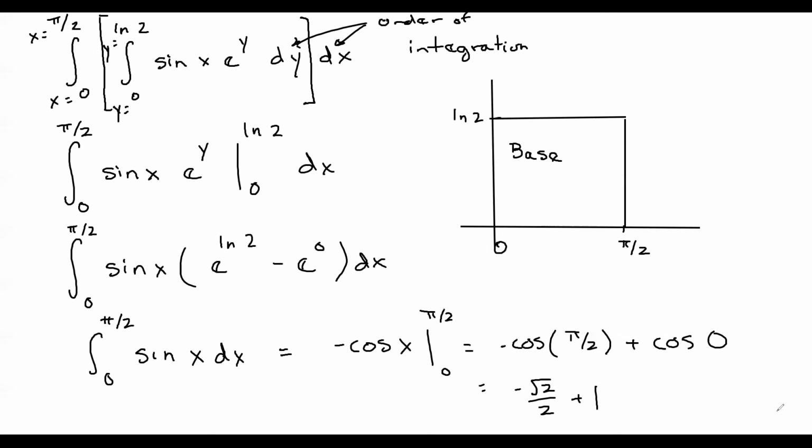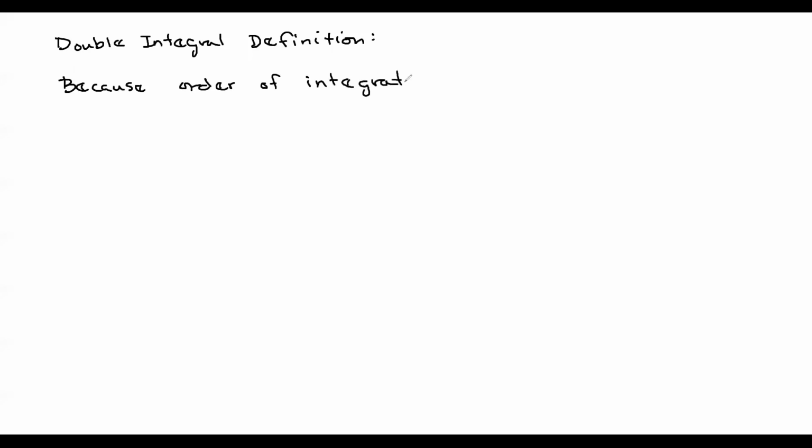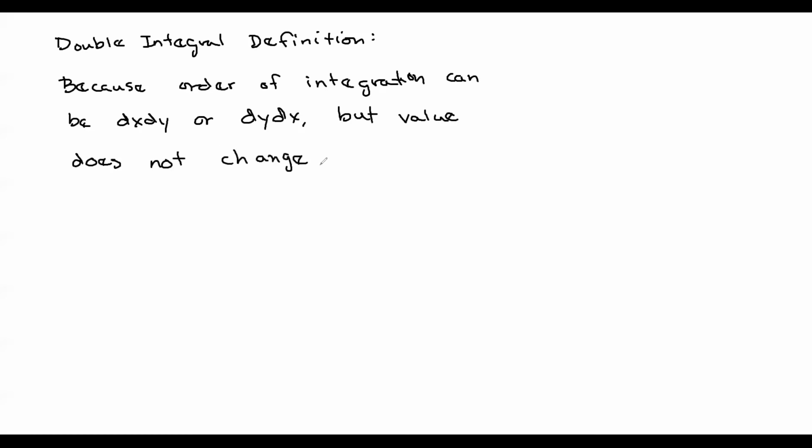Because the order can go either way, we're going to introduce some notation for that. So let me give you the double integral definition, the generic one, and then we can talk about the notation. All right, so because the order of integration can be dy dx, or dx dy, but the value does not change, we introduce a generic notation for that.